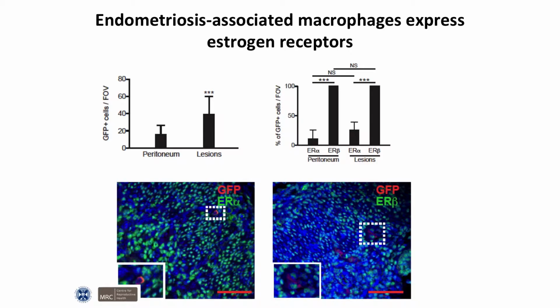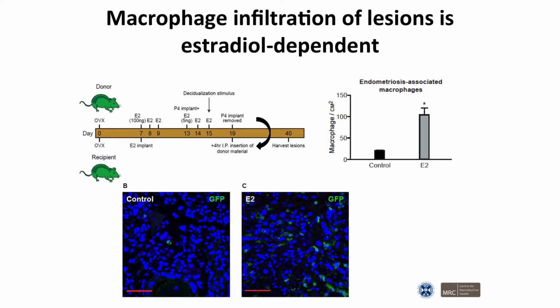Using the mouse model of endometriosis, we looked at estrogen receptor expression of macrophages within lesions. Again, this is using the Matt Green mouse, so we're using GFP as a marker of macrophages. We found that there were more macrophages in lesions compared to the peritoneum, and when we stained for estrogen receptors, all of the macrophages expressed ER beta, whereas only a proportion of them expressed ER alpha.